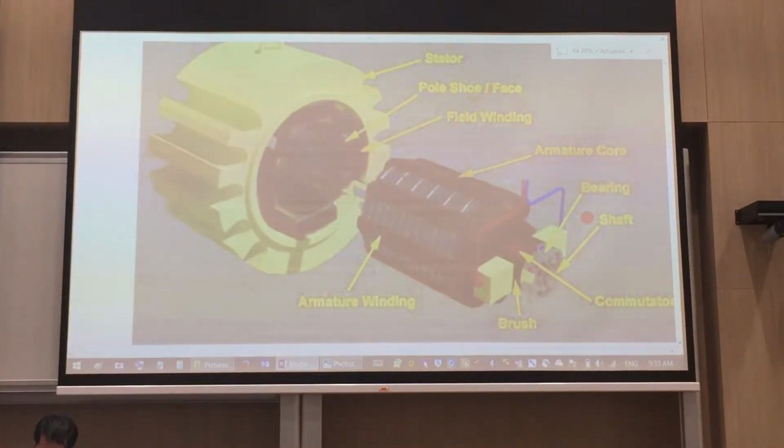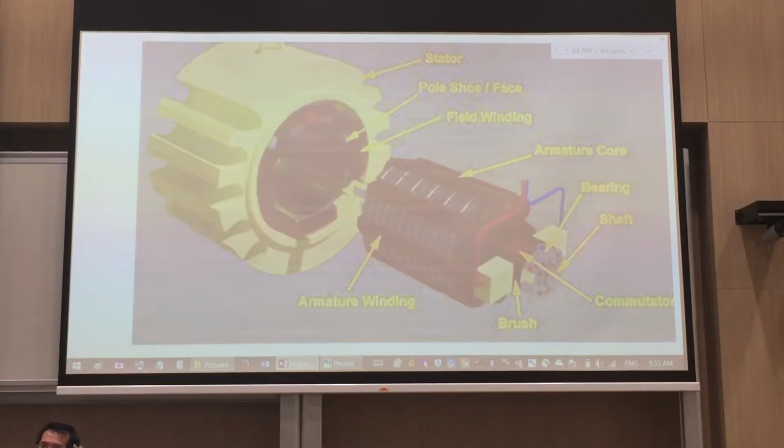Just very quickly. This part here is something that you've seen before. There's this brush over here, and this commutator over here. And this armature over here has wire winding around it. You've also seen before that surrounding the armature winding is your permanent magnet. But sometimes certain motor construction does not use a magnet. In fact, it uses another coil over here to generate that magnetism.